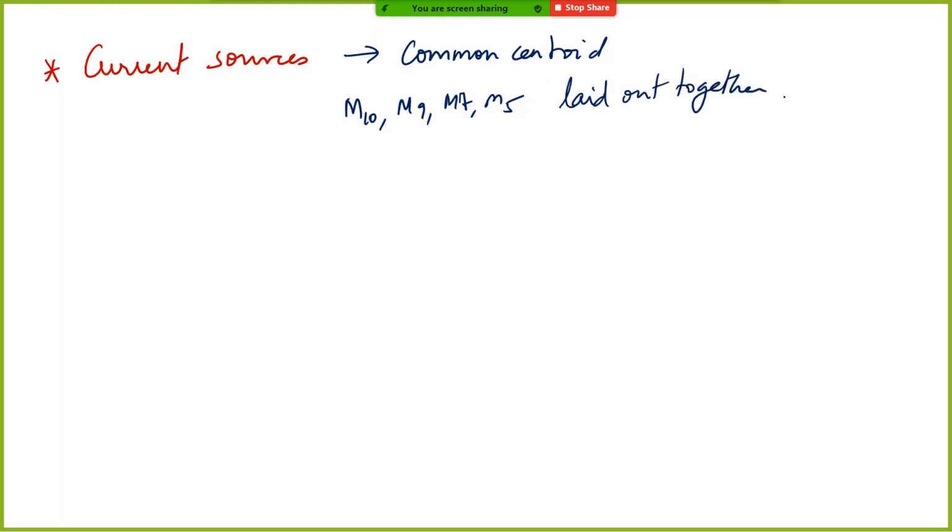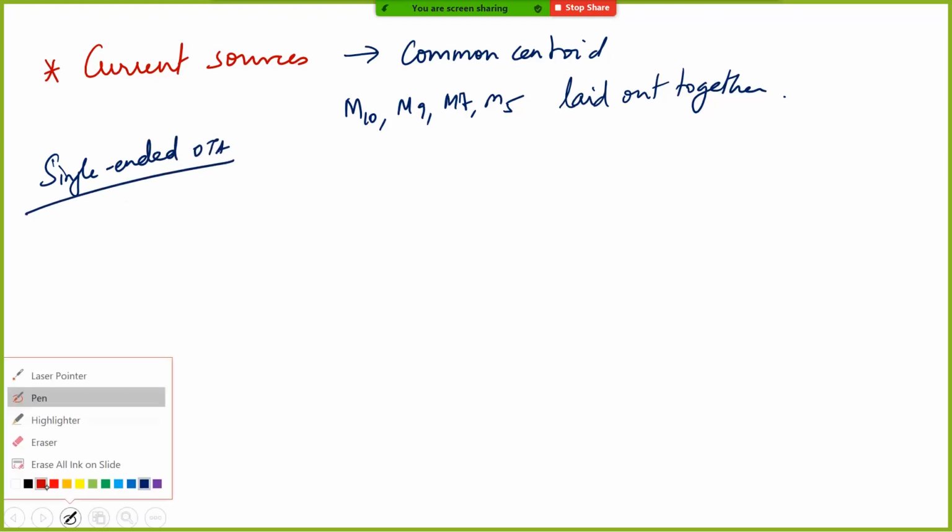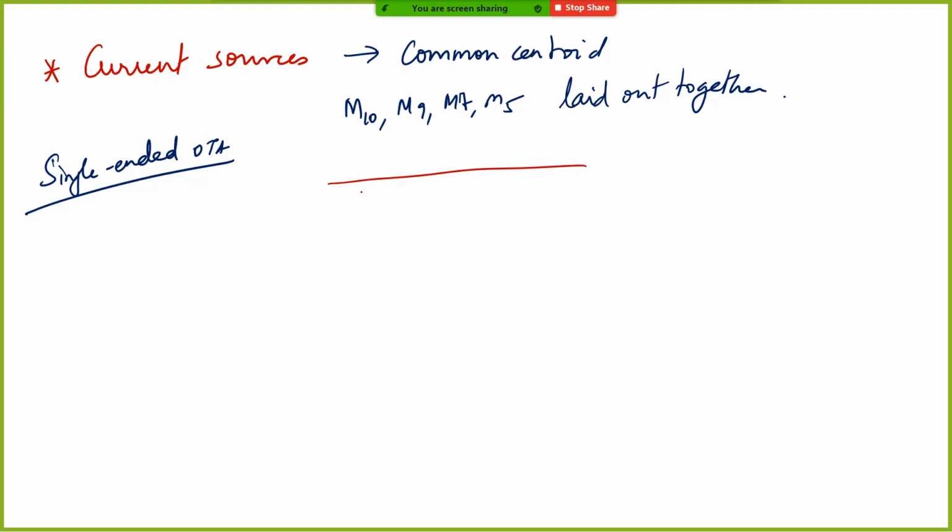Okay, all right. Now let us also look at the single-ended version of the OTA, right? So how do you do that? Basically, the first stage itself converts the differential signal to single-ended. So how do you do that? Basically, you put a current mirror load, right?